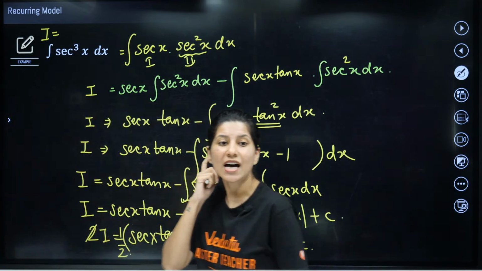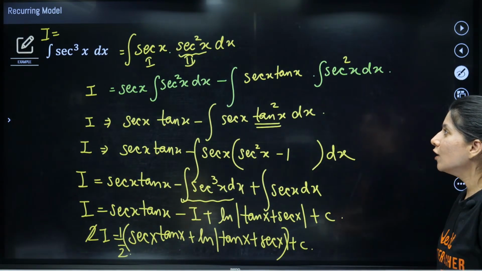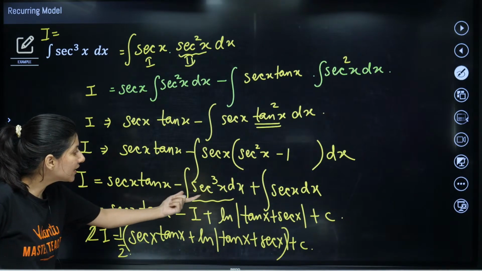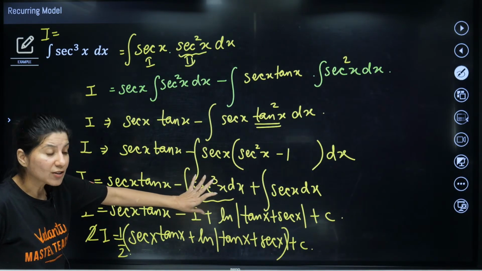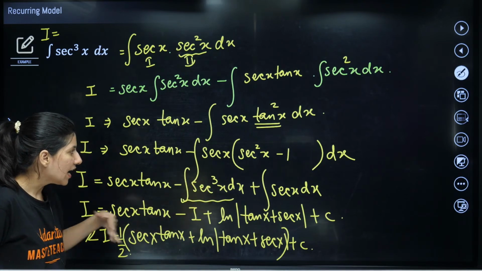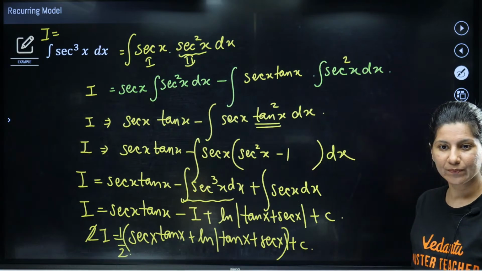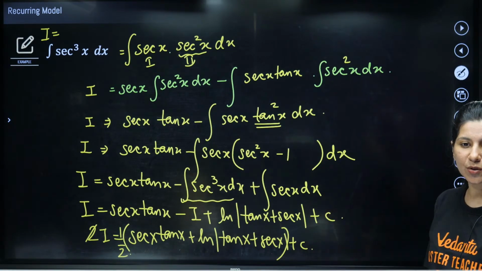Okay. This is how recurring integration will happen. So basically you start solving something and in between you are going to get the same thing. That will actually help you because you put I and the rest of the things will be very, very simpler. Okay. Alright. Have a look. Let me know if there is any doubt.